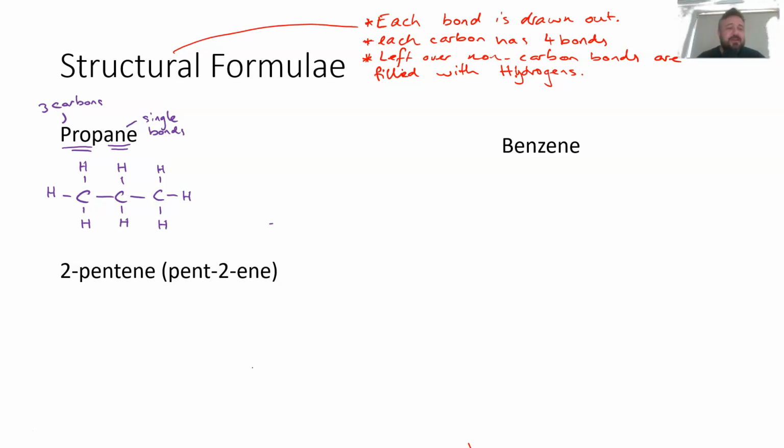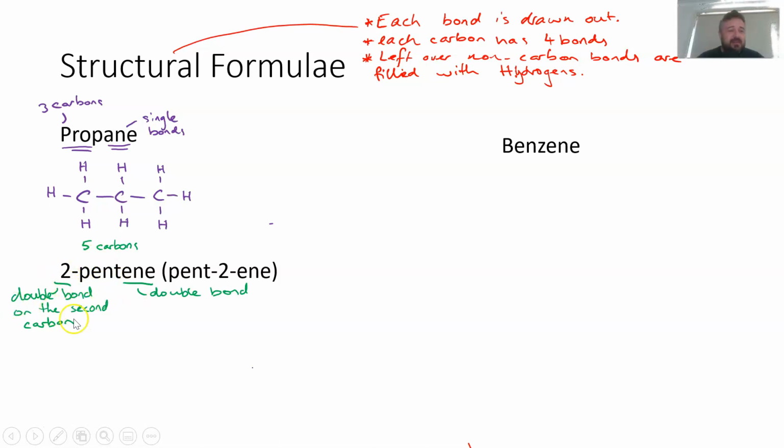Anyway, 2-pentene. What does this tell us? It tells us it's 5 carbons. That's the pent, like a pentagram, or hailing Satan. It's got a double bond. That's what the ene means, E-N-E. And the double bond, because that's the only thing that stands out, occurs on the second carbon. That's why there's a 2 at the front.